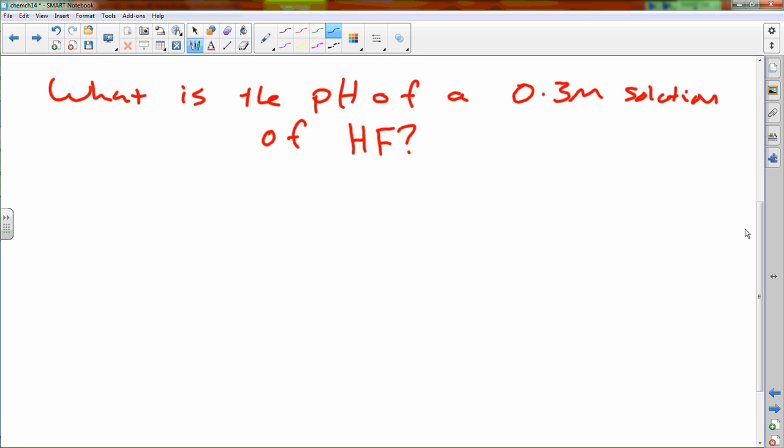So, we use what's called an ice table. You write ICE down the side. That's why it's called that. Each of these letters stands for something different. I stands for initial, C stands for change, and E stands for equilibrium.